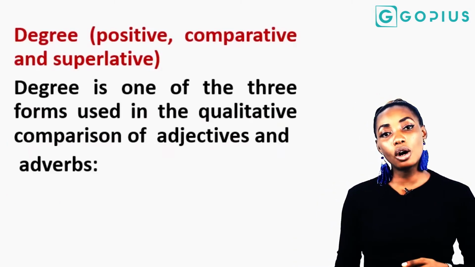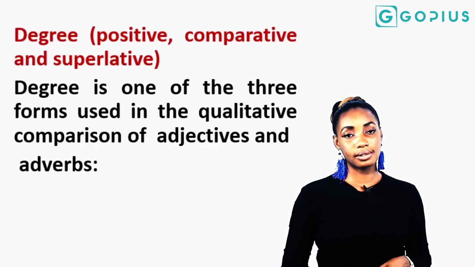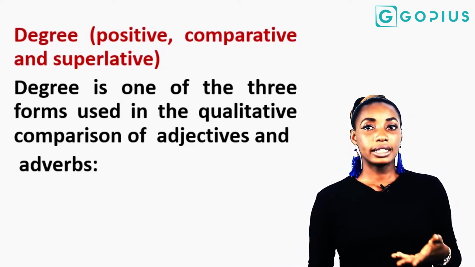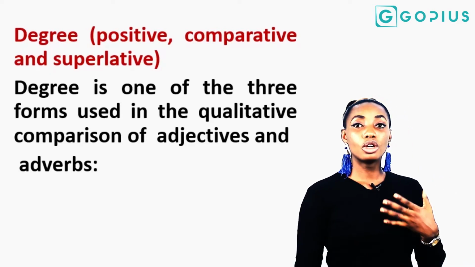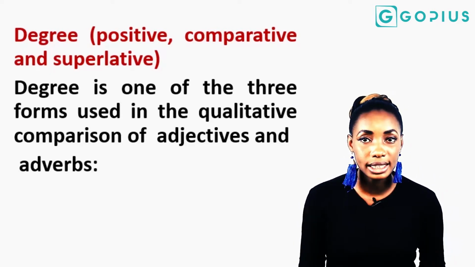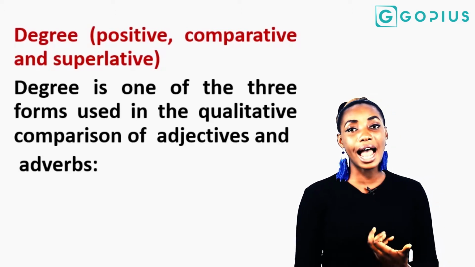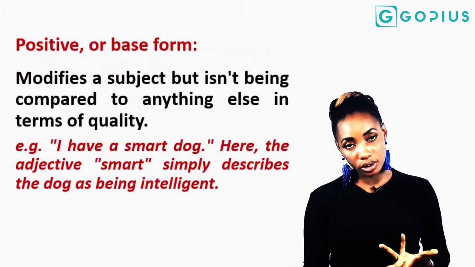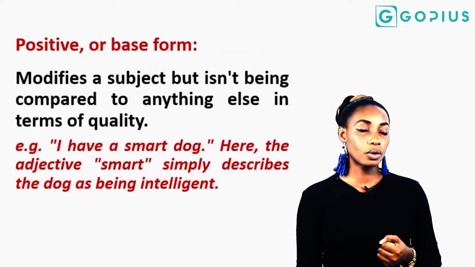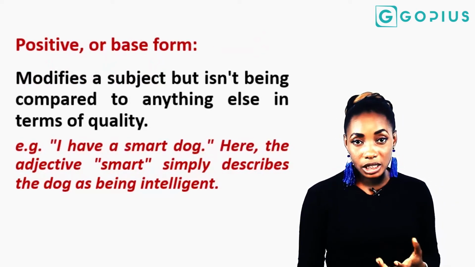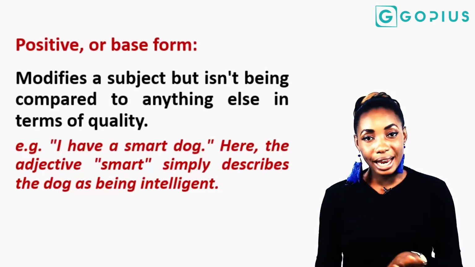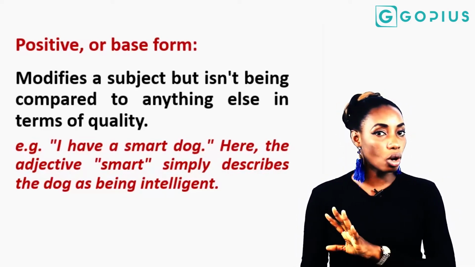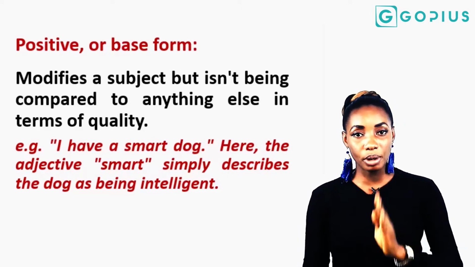So we're going to move on to degrees. Degrees: positive, comparative, and superlative. Degree is one of the three forms used in the qualitative comparison of adjectives and adverbs. So the first one is positive, or the base form. This modifies a subject but isn't being compared to anything else in terms of quality. It's just on its own. There's no comparison whatsoever. It's just in the base form.